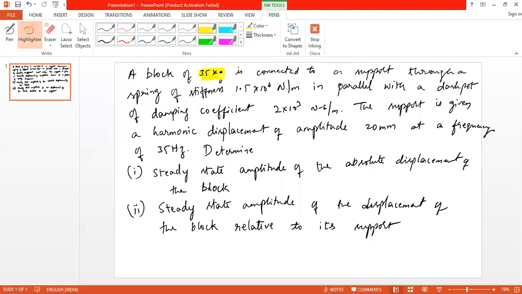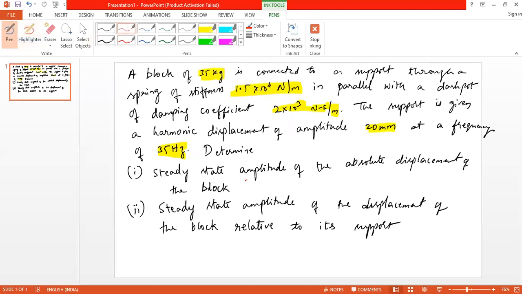A block of 35 kg is connected to a support through a spring with stiffness of 1.5 × 10^6 Newton per meter in parallel with a dashpot of damping coefficient 2 × 10^3 Newton second per meter. The support is given a harmonic displacement of amplitude 20 mm at a frequency of 35 Hz. Determine the steady state amplitude of the absolute displacement of the block.